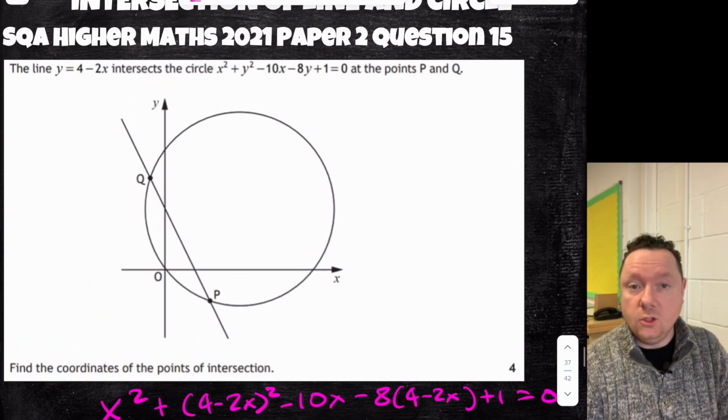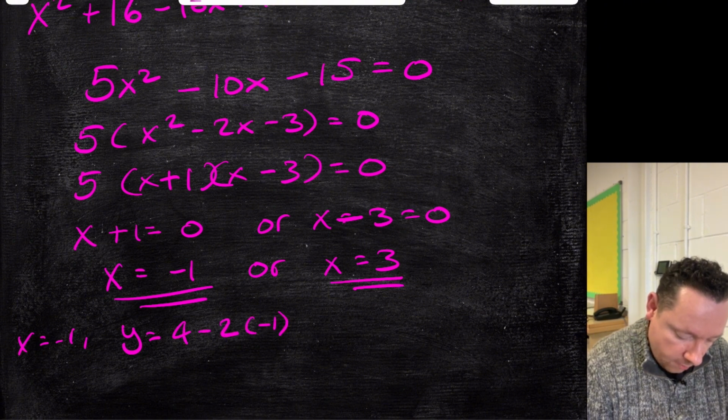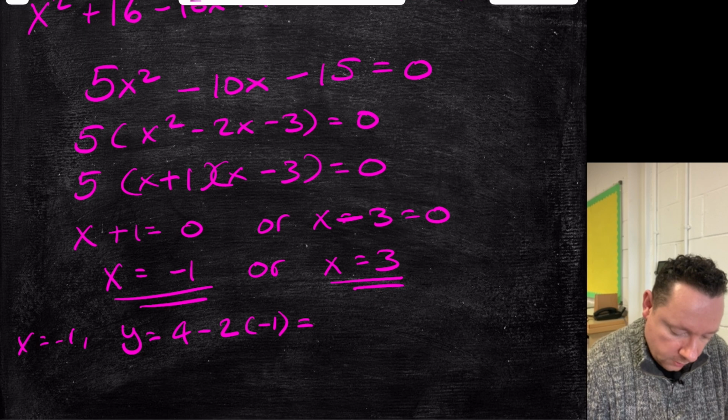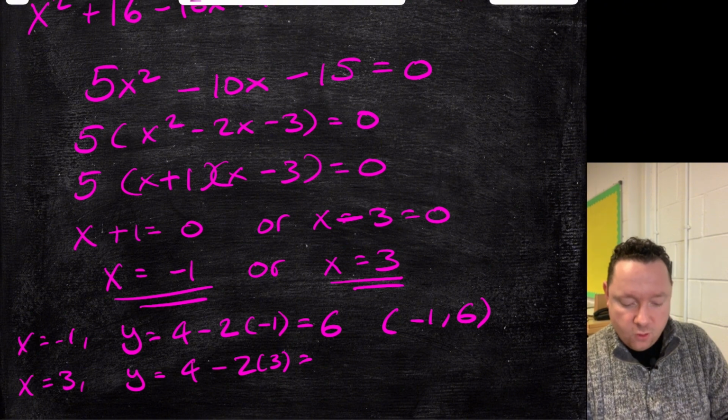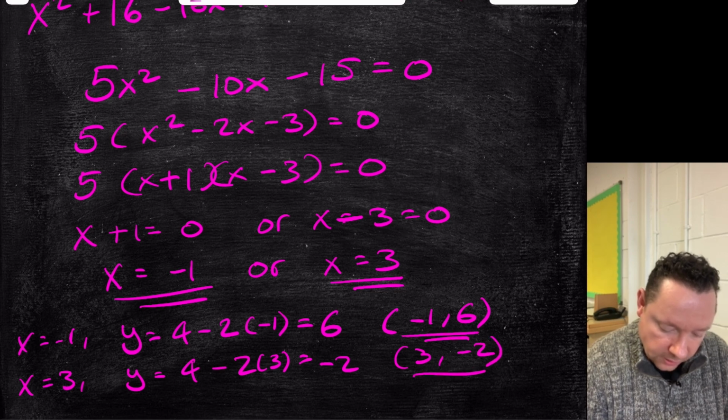y equals 4 minus 2x. x equals minus 1. y equals 4 minus 2 times minus 1. So that is 4. 2 times 1 is 2, plus 2 is 6. So the first coordinate is minus 1, 6. And then the next one, when x equals 3, y is 4 minus 2x. So 2 times 3. 2 3s is 6, 4 minus 6 is minus 2. So our other point is 3, minus 2. There's our two final answers, and we're done there.